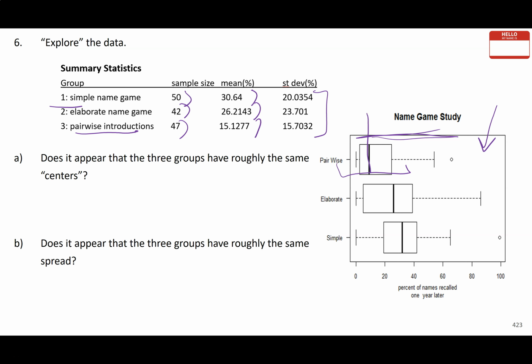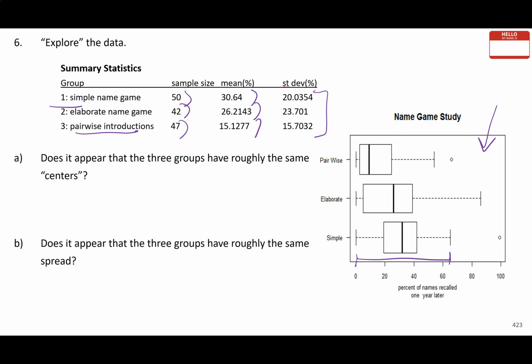If you were to fold it in half at the median, it's a lot shorter on this side than it is on that side. But once again, you can't tell the exact shape from a box plot. But absolutely, simple looks like it's a little bit higher.